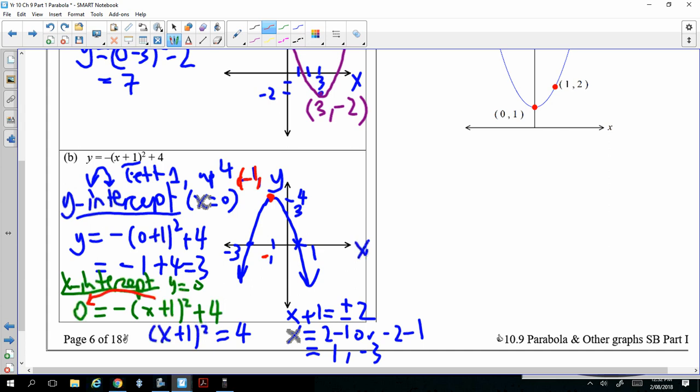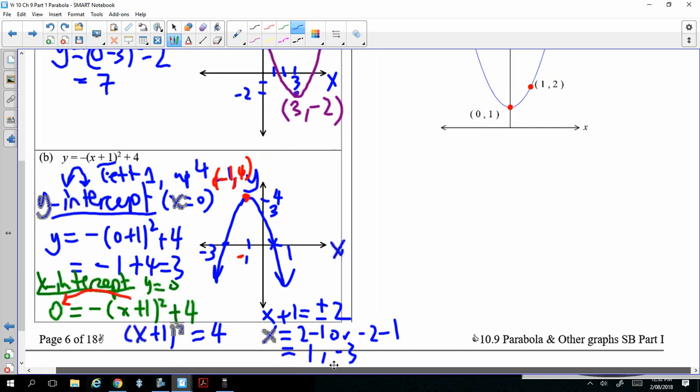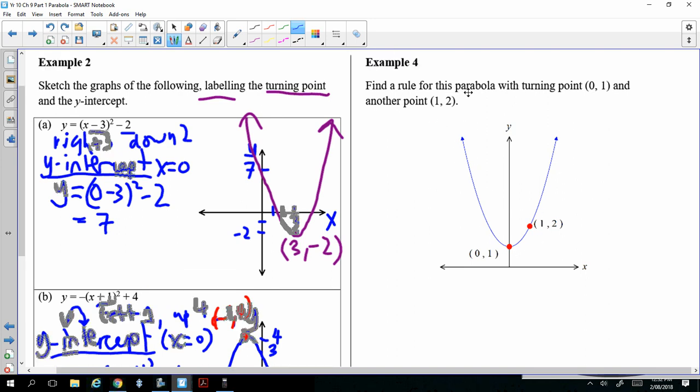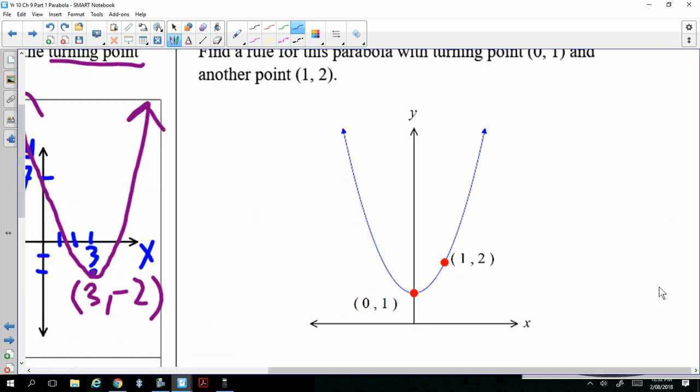All right, okay, let's do the last question, the last challenging one. Now, I want to be able to work out the formula for this parabola. So find a rule for this parabola with the turning point 0, 1 and the point 1, 2. So you have to write down what it looks like. So let's write down the general form. The general form of a parabola is y equals a(x plus k) squared plus h.